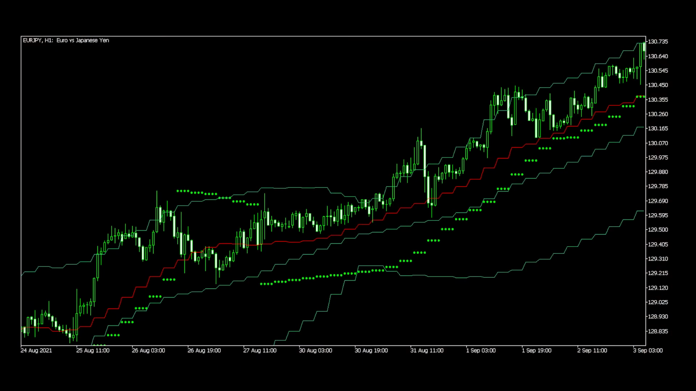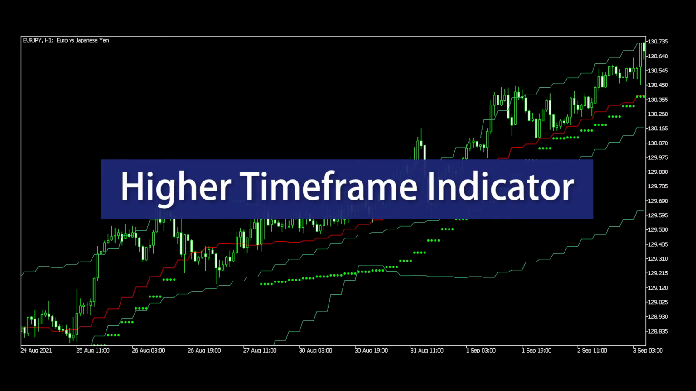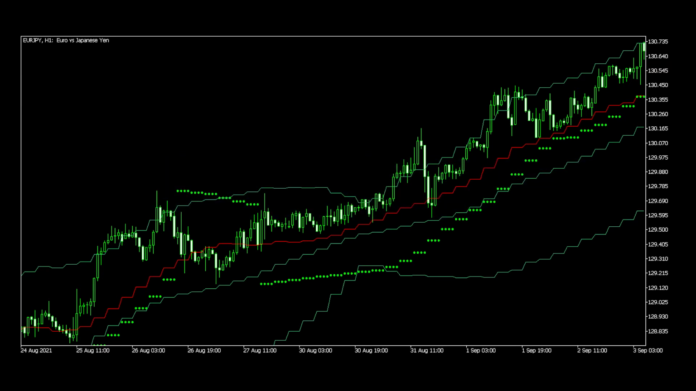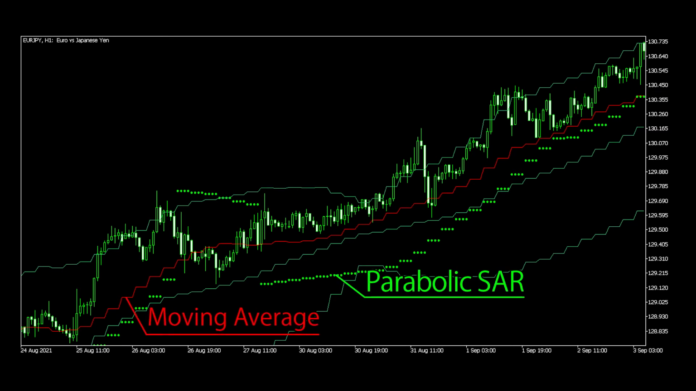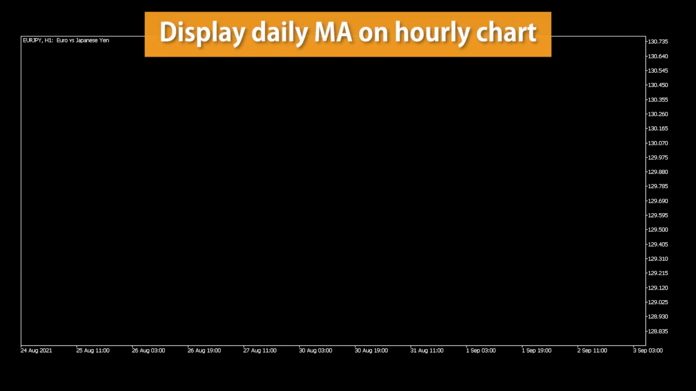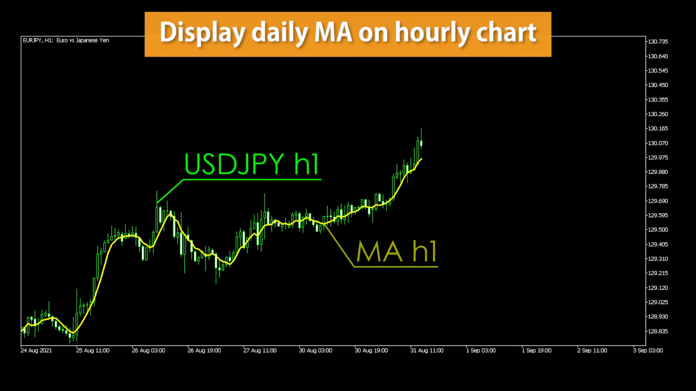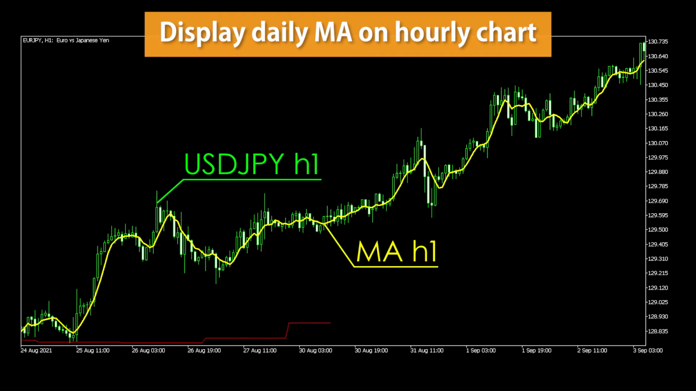Today, we'll take a look at the higher time frame indicator, a tool that displays the technicals from a higher time frame on the current chart. In this video, we'll cover the trend indicators, which allows you to display the moving average, parabolic SAR, and the Bollinger Band. For instance, if you wish to check the technicals of the daily chart before trading at a shorter time frame, you can use this indicator to display the technicals of the daily chart on top of the hourly chart. You no longer have to worry about splitting screens or switching windows.